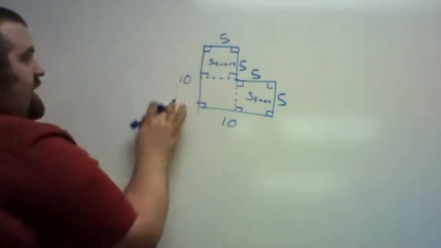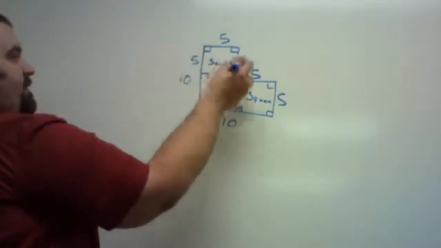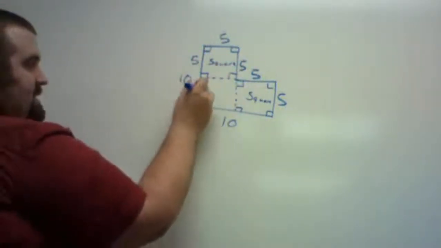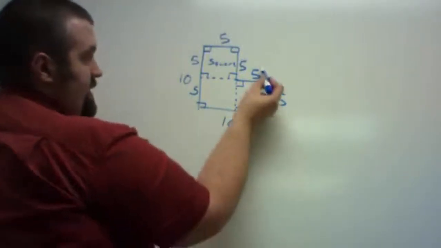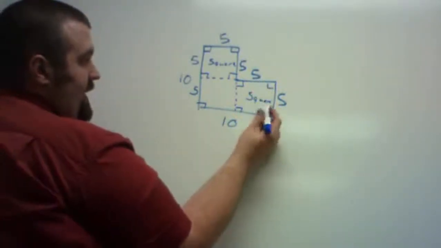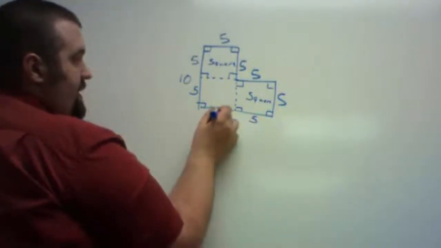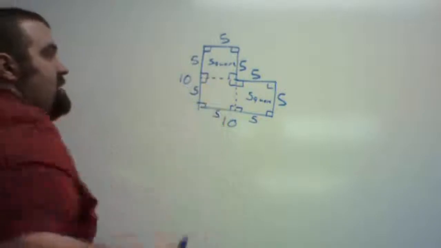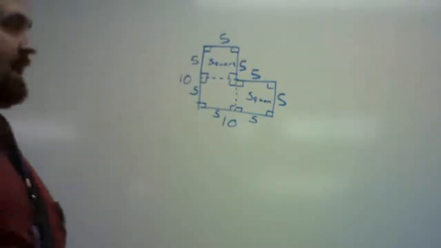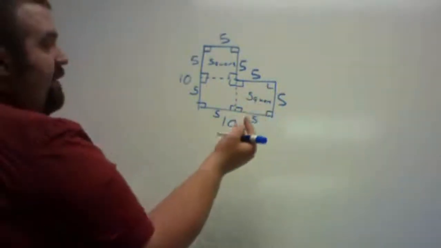Well, if this whole thing was 10, then this part would be 5 because the part across is 5, which means this part here is 5. If this whole thing is 10 and this part here is 5, well, this part here has to be 5 because it's a square, so this part here has to be 5. And look, I have 3 squares here, and they're all 5 by 5.